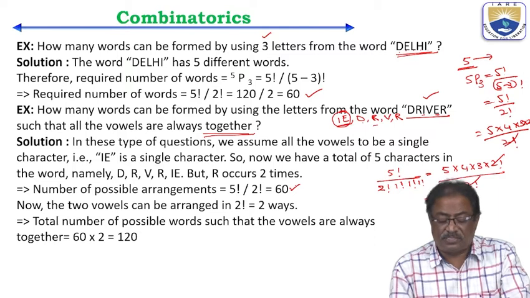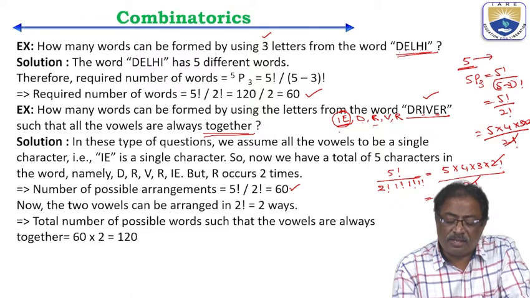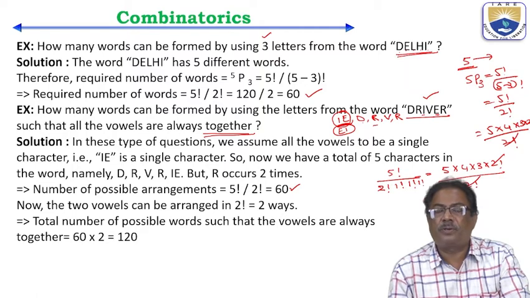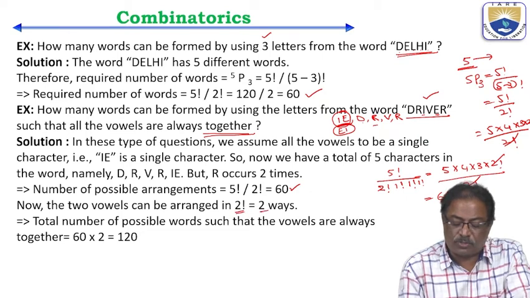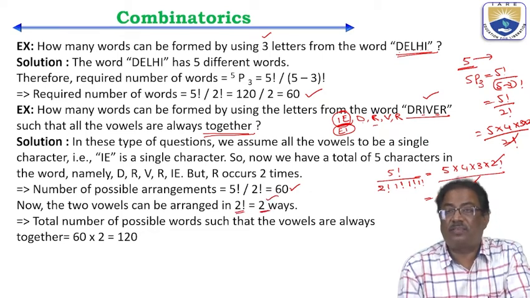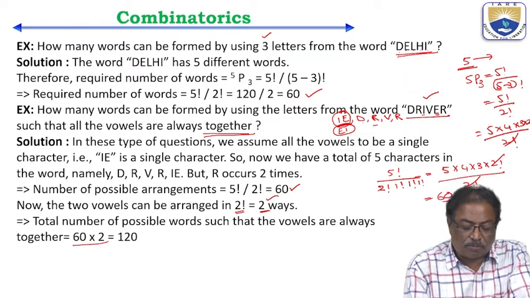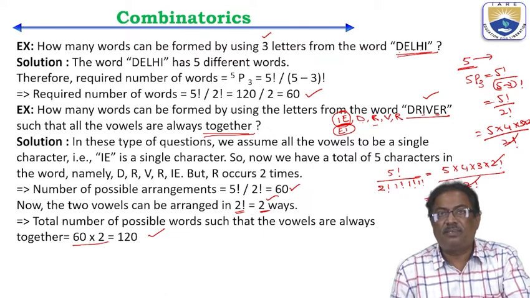Now here 60 arrangements are possible. Once I am taking I and E together, I am going to arrange the vowels. In how many ways can I arrange them? Only 2 vowels are there, so it is 2 factorial ways, which is nothing but 2 ways. So the total number of arrangements are 60 and the vowels are arranged in 2 factorial ways. So the total number of arrangements is 60 into 2, that is 120.